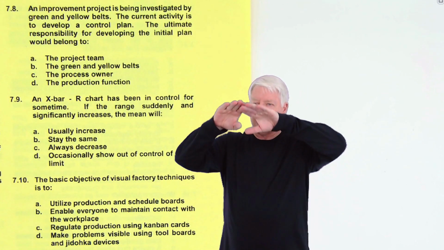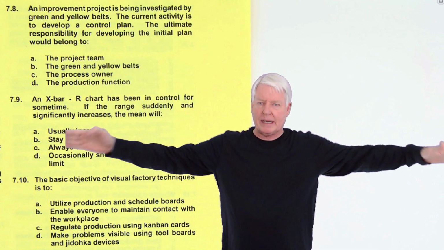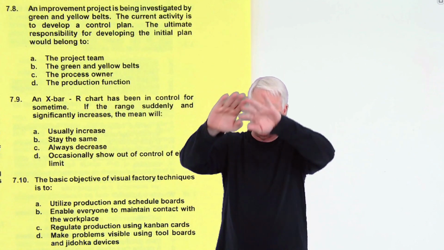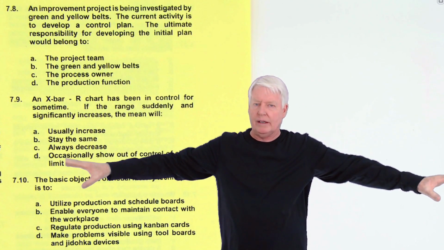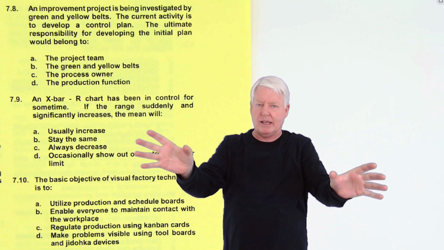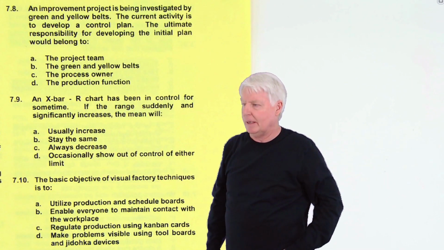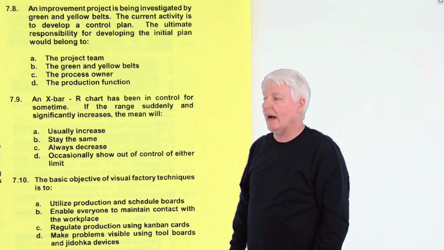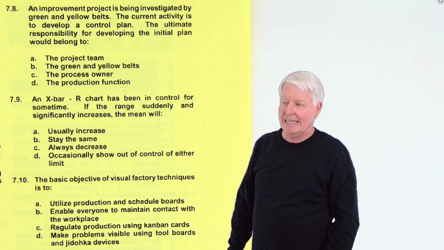Why? Because the distribution has all of a sudden become much wider. So here are your control limits. The distribution has become much wider, and therefore you have more chances of going outside the control limits. So this one, no doubt, the answer to 9 is D.